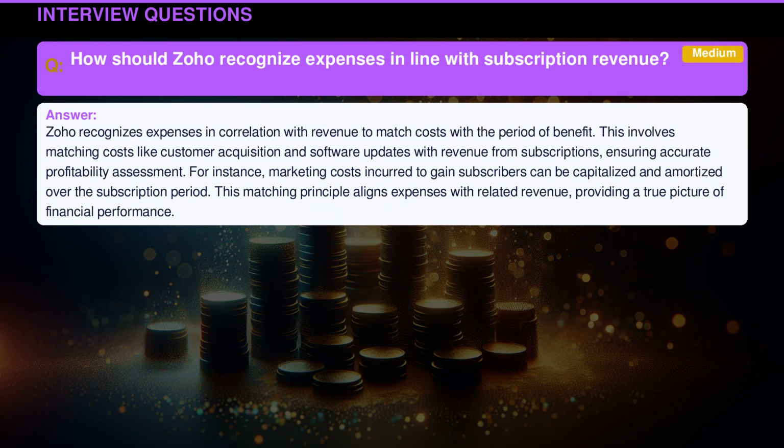Zoho recognizes expenses in correlation with revenue to match costs with the period of benefit. This involves matching costs like customer acquisition and software updates with revenue from subscriptions, ensuring accurate profitability assessment. For instance, marketing costs incurred to gain subscribers can be capitalized and amortized over the subscription period. This matching principle aligns expenses with related revenue, providing a true picture of financial performance.